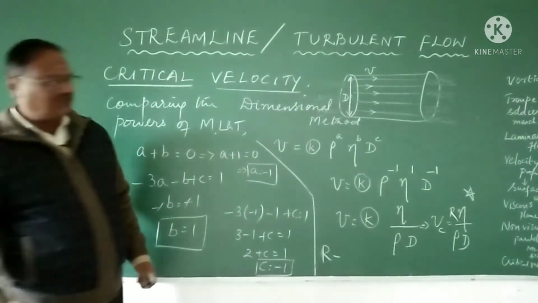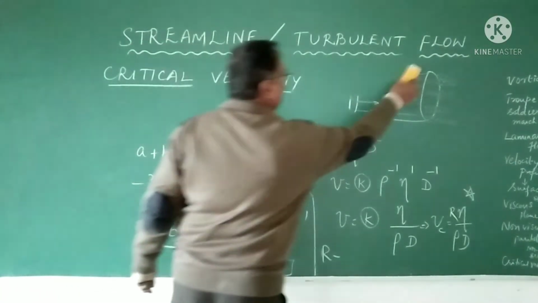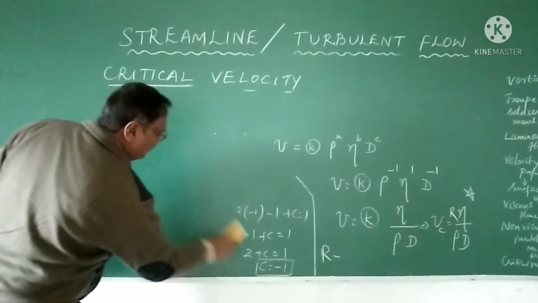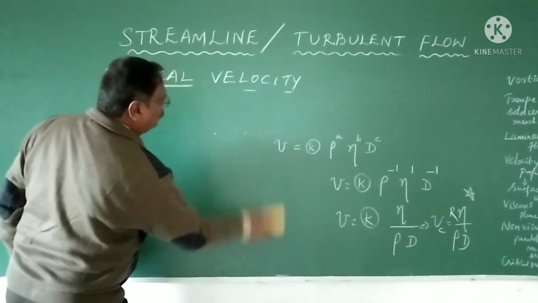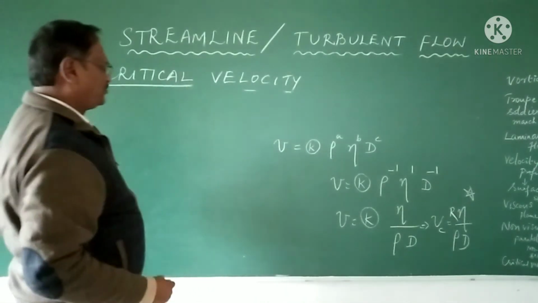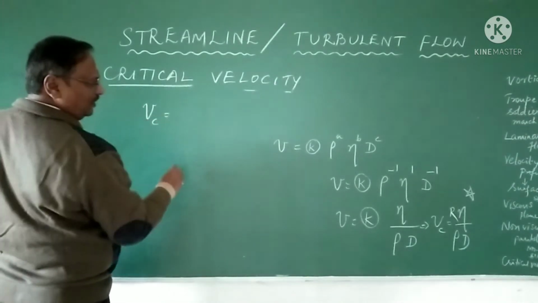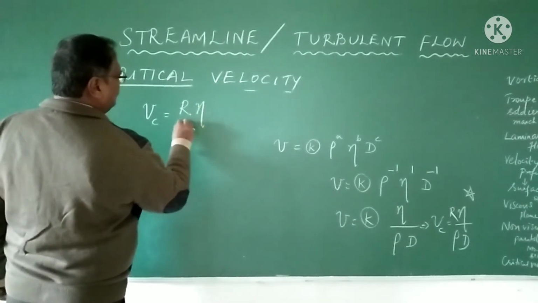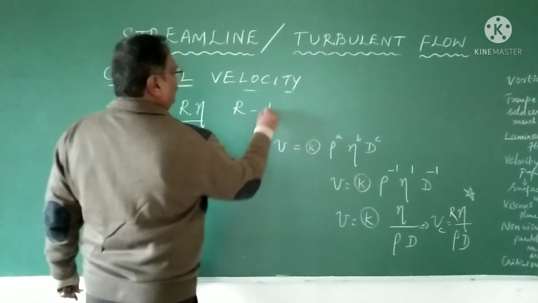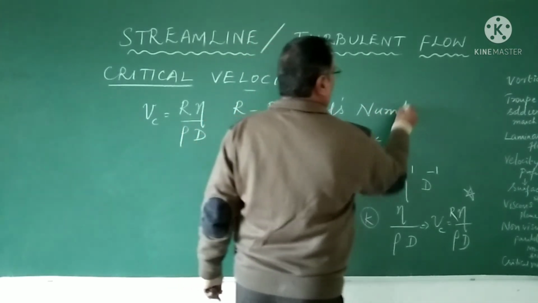First, let me write the word, then you will catch it. Then you will understand how these are all interrelated and how it is relevant, how it has application in our everyday life. That also we need to understand. We are not just blindly solving some equation. So I am going to write the equation. Critical velocity is equal to R eta upon rho D, where R is called the Reynolds number.